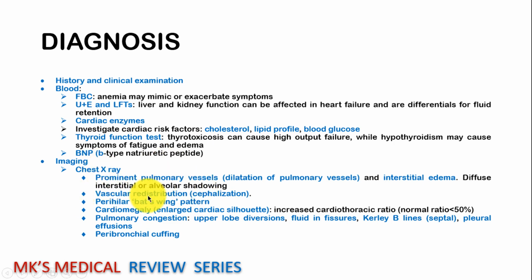You may see perihilar bat wings pattern. You may see cardiomegaly, which is an enlarged cardiac silhouette, increase in cardiothoracic ratio. You may see pulmonary congestion, so upper lobe diversions, fluid in the fissures, Kerley B lines. You may see pleural effusions. You may also see peribronchial cuffing.